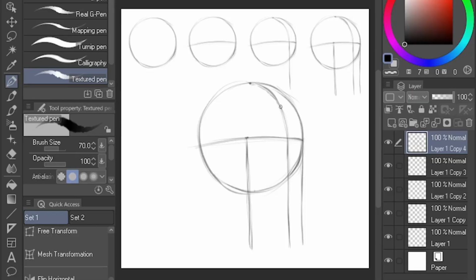Now divide the distance from the horizontal center line to the edge of the circle into thirds. The upper third is going to be the hairline and the lower third is going to be for the nose. Now draw a third line and it represents the chin, and the distance between the chin and the nose equals the distance between the nose and the center line, which equals the distance between the center line and the hairline.